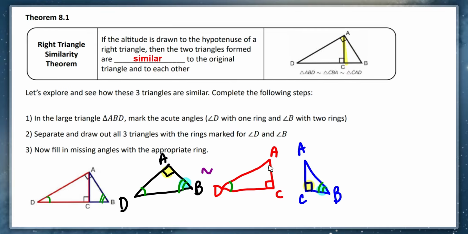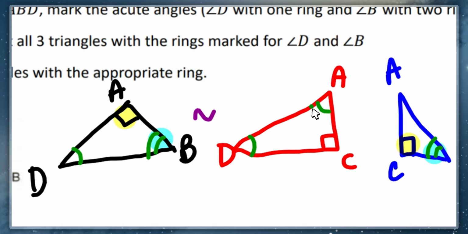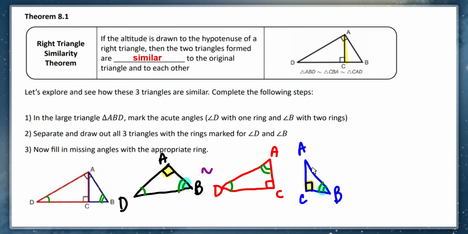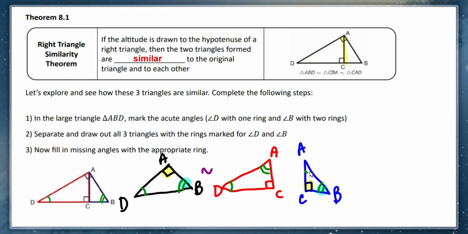This leads us to imply here that angle A would have to be an angle marked with 2 rings, right? That would be the only way that these are similar, for all of those angles to be congruent. And if you look at the blue triangle, this would mean that our missing angle here would be the one with 1 ring. So this is the situation that's created here where all of these are similar.